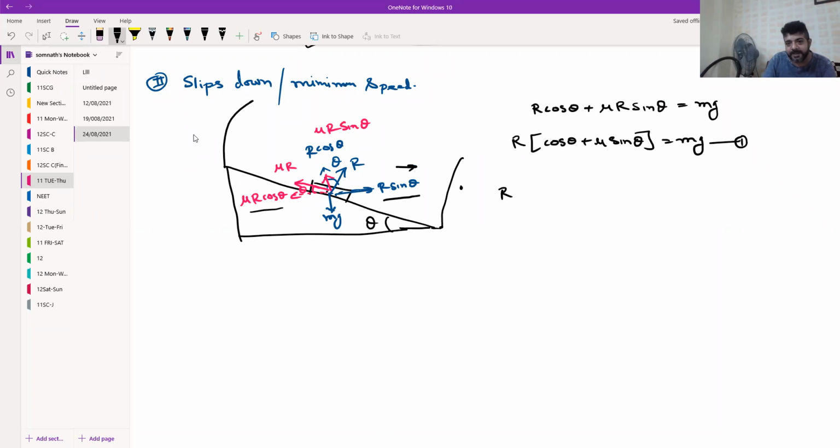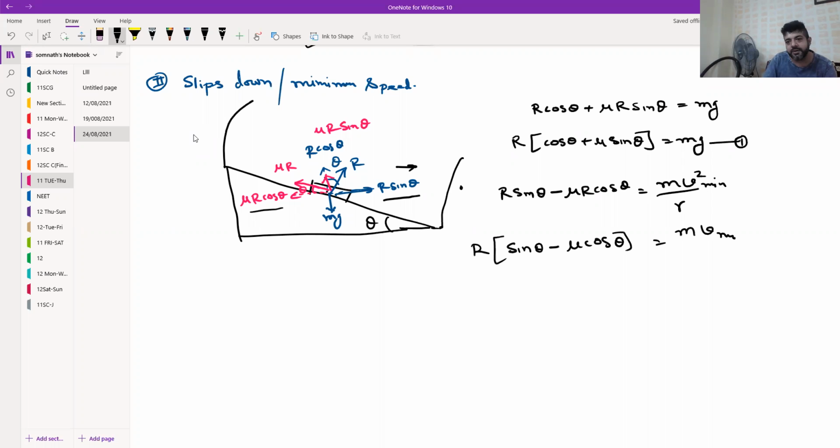So what we write: r sin theta minus mu r cos theta, means higher force minus lower force. The resultant is acting towards the center, mv square by r. Here you can write minimum. So r (sin theta minus mu cos theta) is m v minimum square by r, equation number 2.